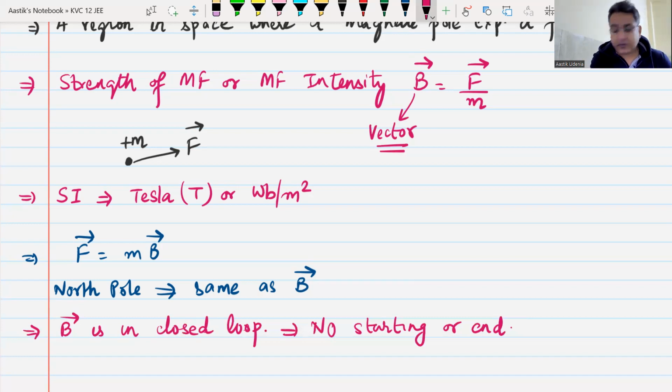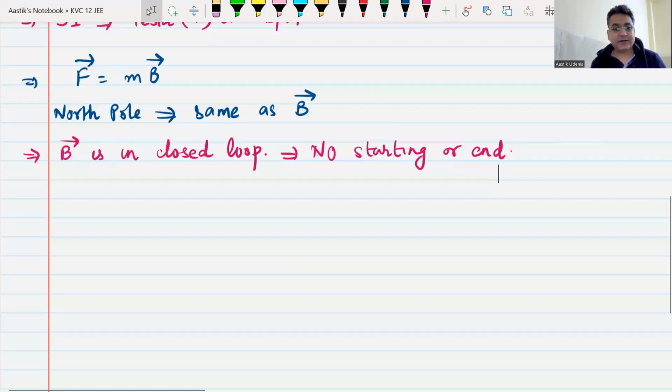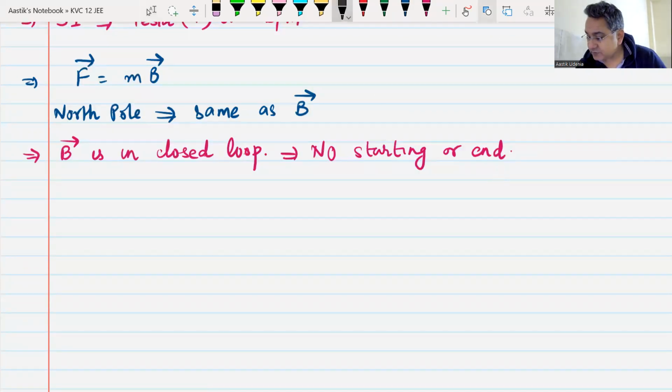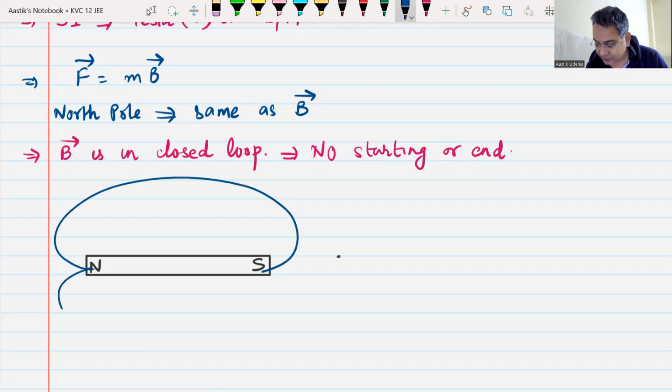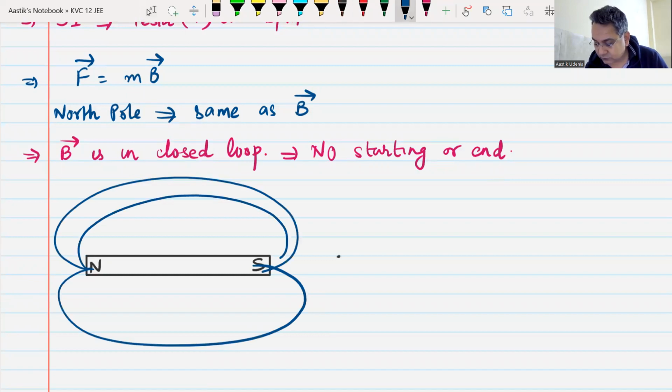Now, have you seen the magnetic field of a bar magnet? Now, if I draw the magnetic field of a bar magnet, this is a bar magnet. This is the north pole. This is the south pole. The magnetic field, I draw it by magnetic field lines. It goes like this. Have you seen it? This is the best that I can draw.